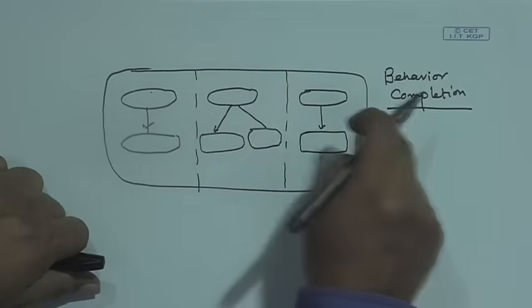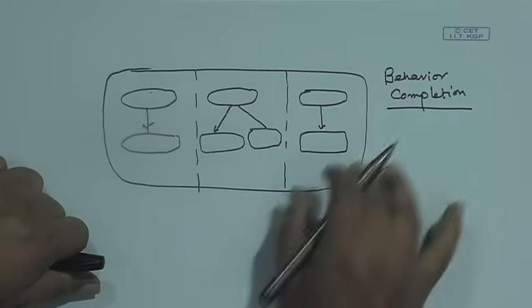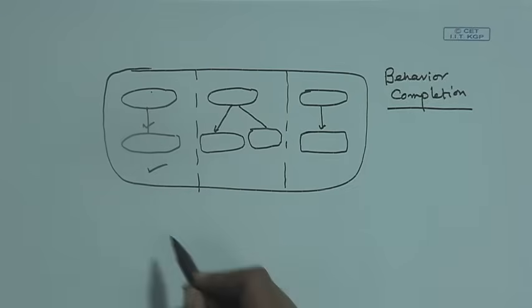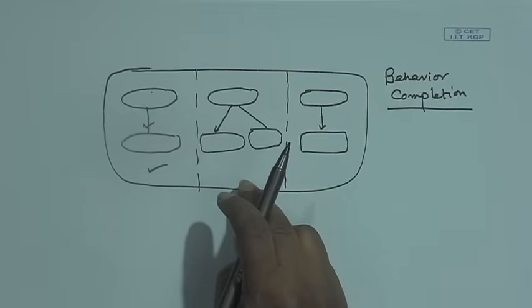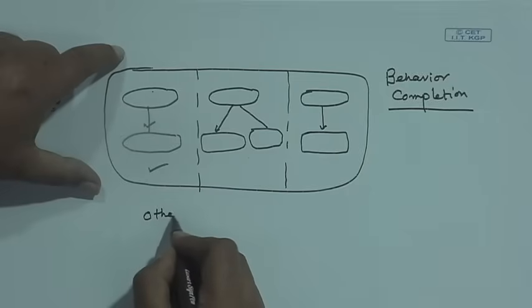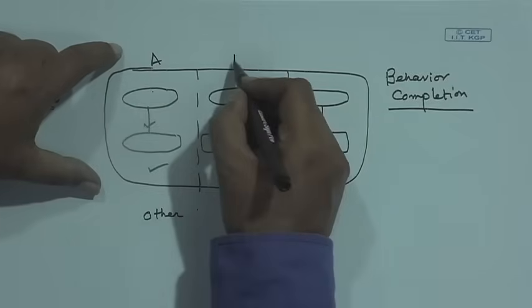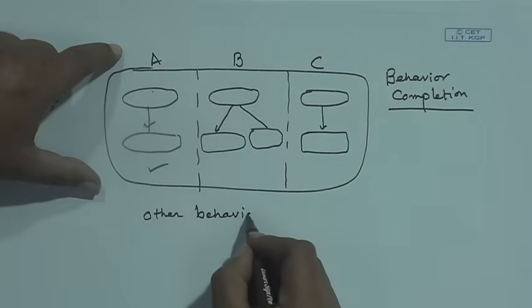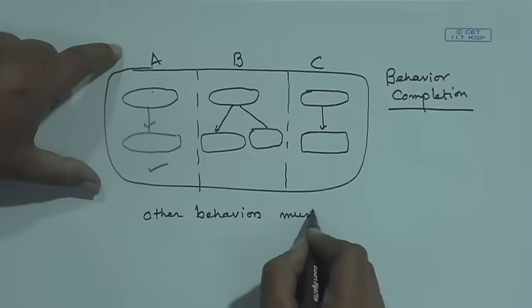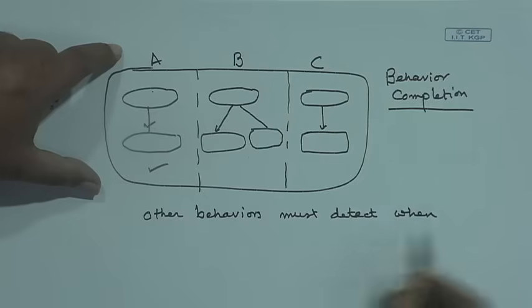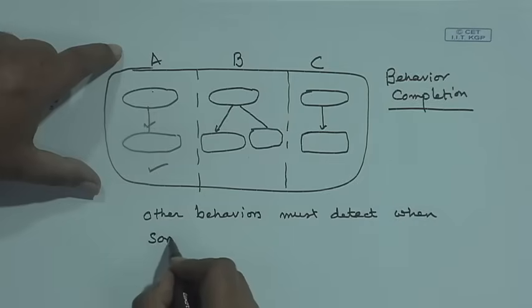Each of them are behaviors. I have described a complex behavior as decomposed into 3 smaller behaviors. But when does it complete? Because when one completes, other behaviors, say A, B, C, should be able to detect it, right. They must detect when some behavior has completed.